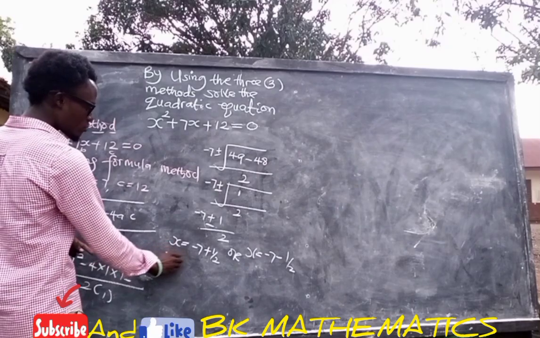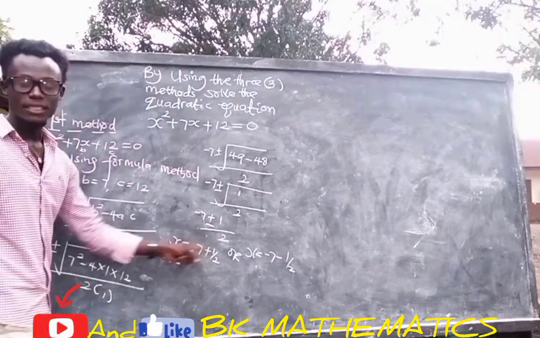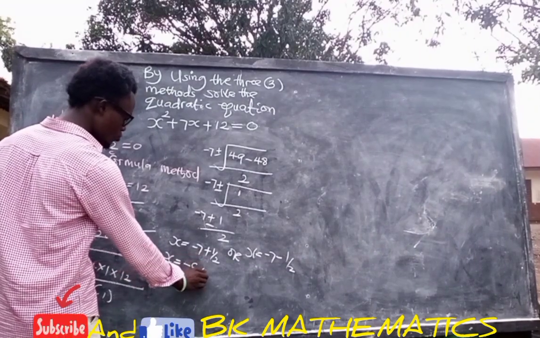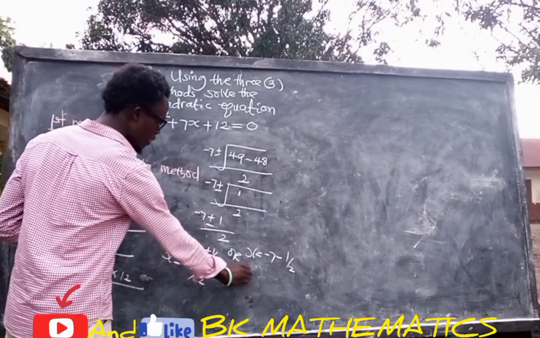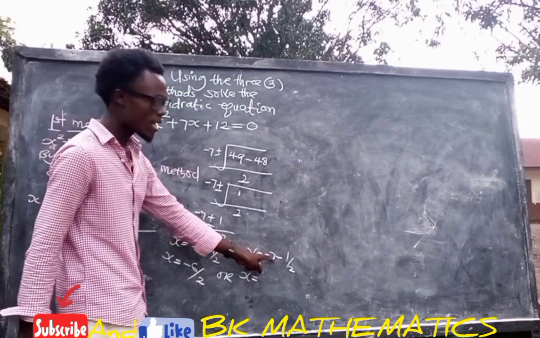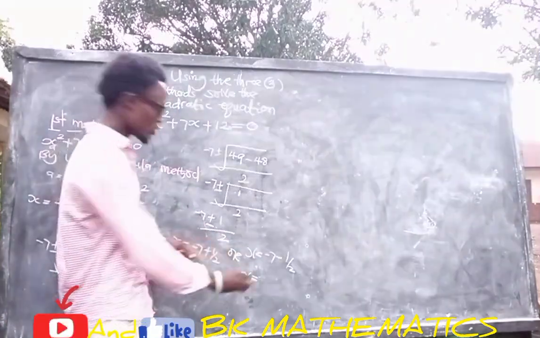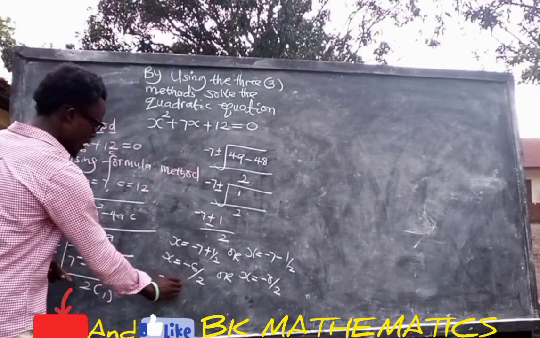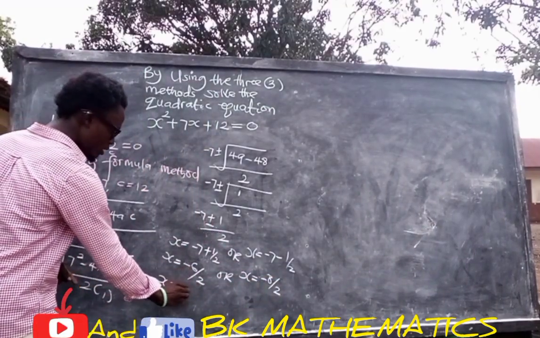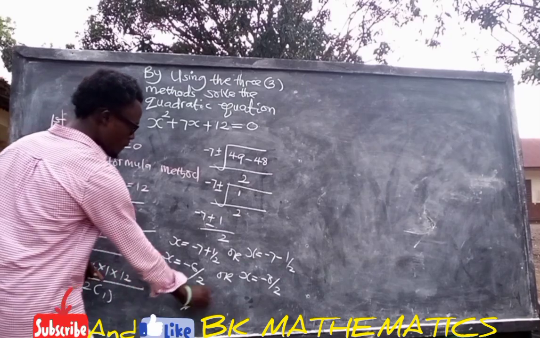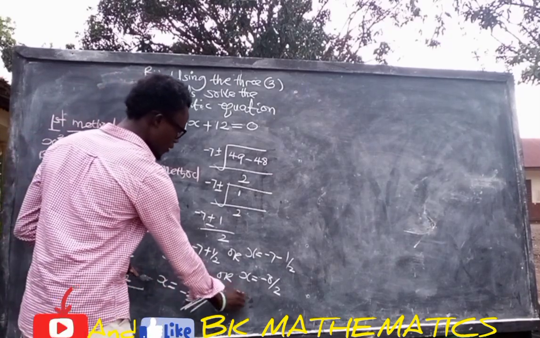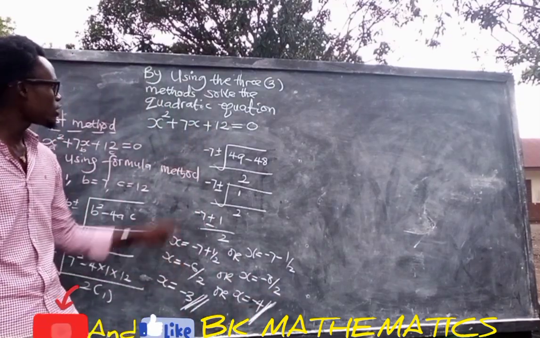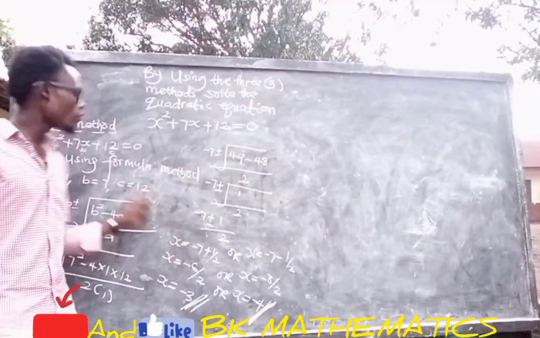Then the value of x becomes minus 7 plus 1 giving you minus 6, divided by 2. Or the same thing, the value of x becomes minus 7 minus 1 giving you minus 8, divided by 2. Then the value of x automatically becomes minus 3, or the value of x becomes minus 4 respectively. So these are the two possible values of this quadratic equation that we are given. This is for the formula method.